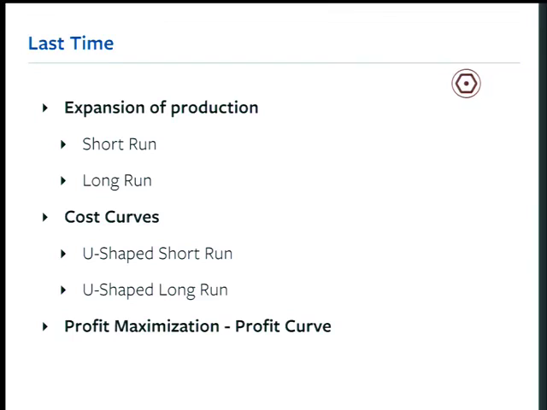All right, so what we finished up with last time is thinking about profit maximization, where I drew this profit curve, which I didn't tell you where it comes from at all, right? I just sort of drew it.